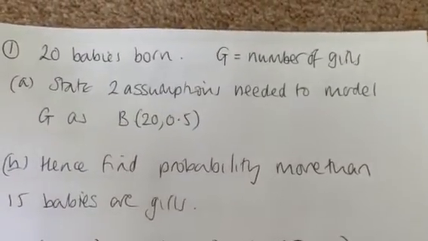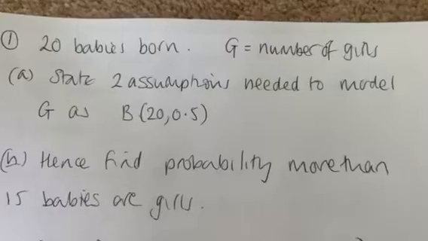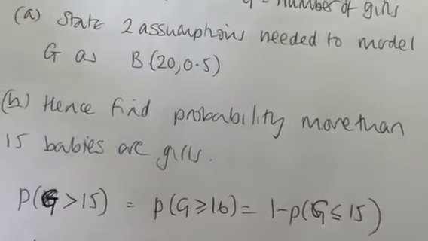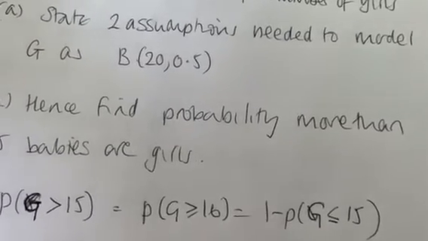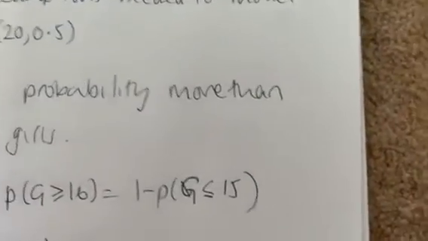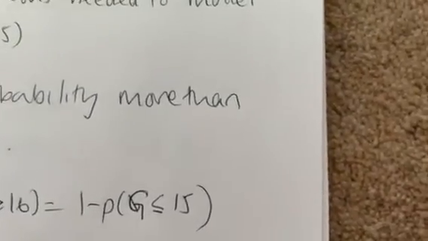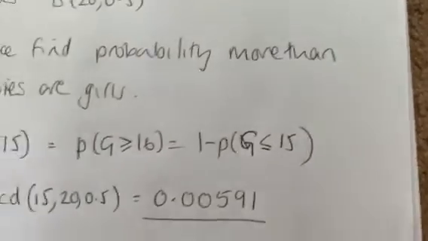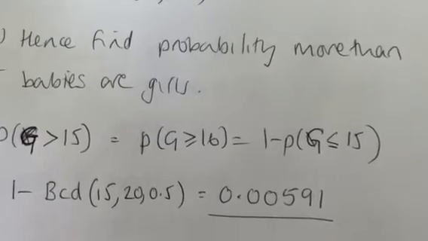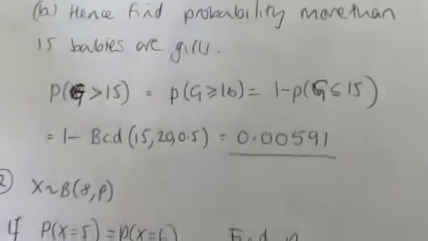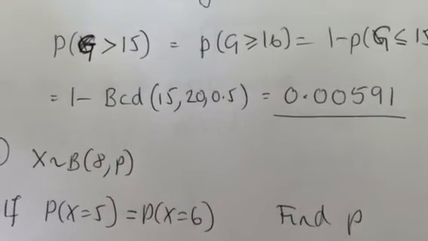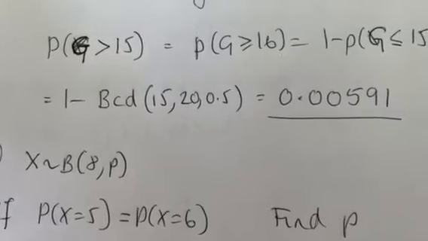Part B. Hence, find the probability that more than 15 babies born are girls. Well, the probability of G being greater than 15 is the same as greater than or equal to 16 because it's a binomial. You could only have whole integer values, which we would need to work out as 1 minus the probability of G is less than or equal to 15. You would substitute that into your calculator and you get the answer 0.00591.